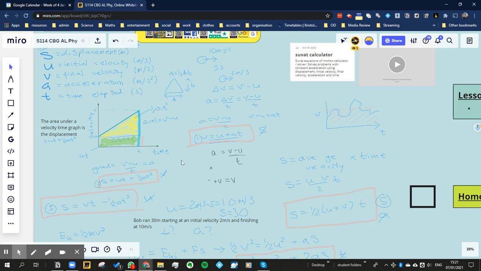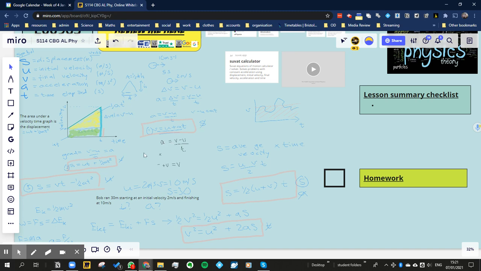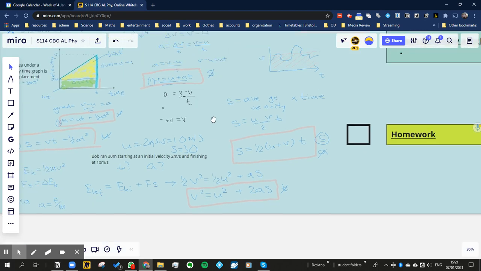But it would always be a straight line, and so what we did is we looked at how we can derive these equations, which I'm not going to do now, but in fact there's a video up there that shows how I derived those equations. But these are the different equations here. So you can use these equations, and decide which one to use to solve various SUVAT questions.